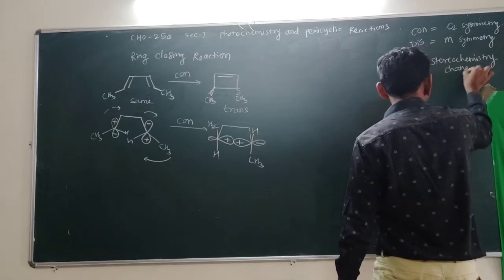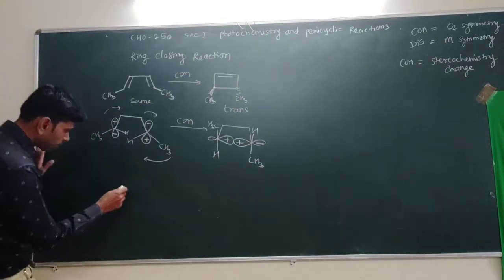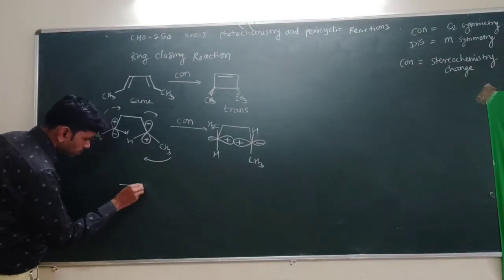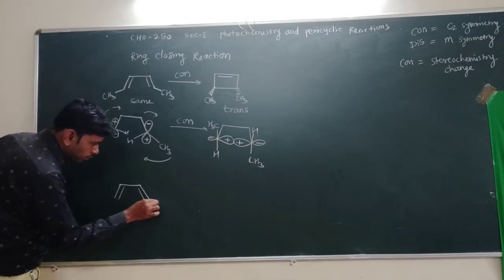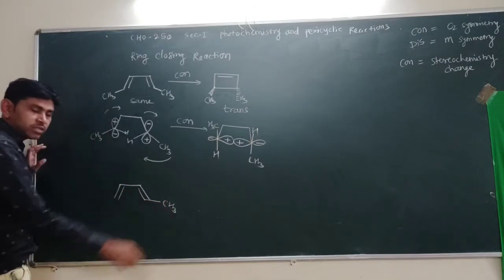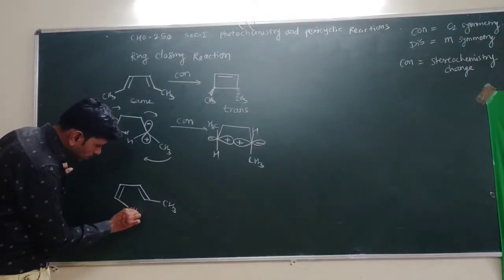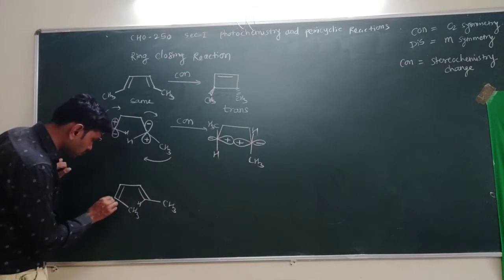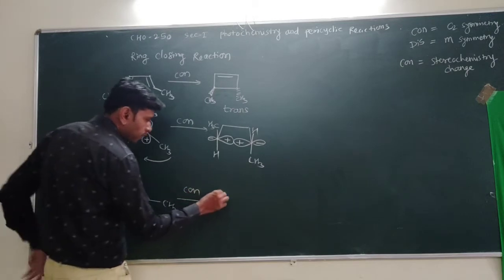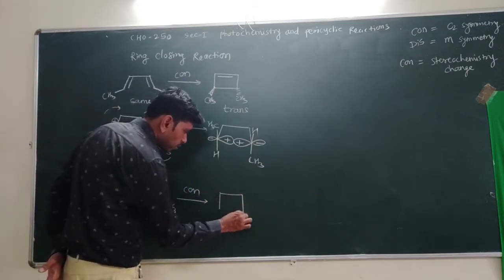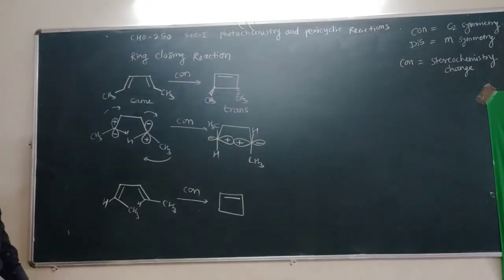Consider the change in stereochemistry. Let's see another example. Here is a reactant molecule in which one CH3 group is in the outward direction and another CH3 group is in the inward direction. The opposite positions contain hydrogen. By conrotatory motion, we have to find out the stereochemistry of the resulting product.